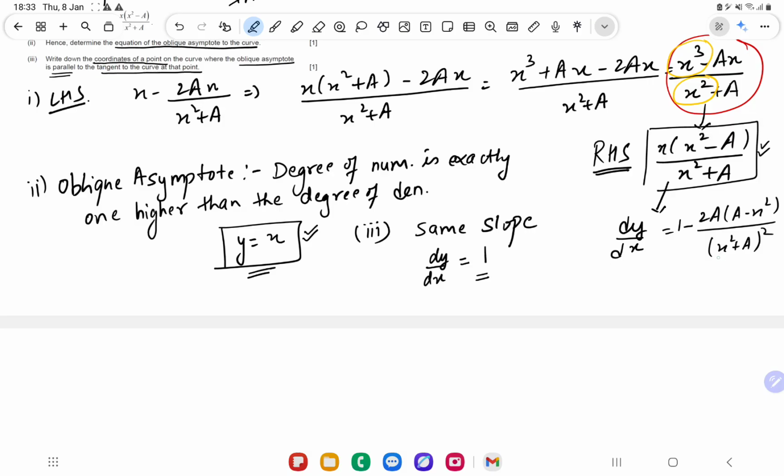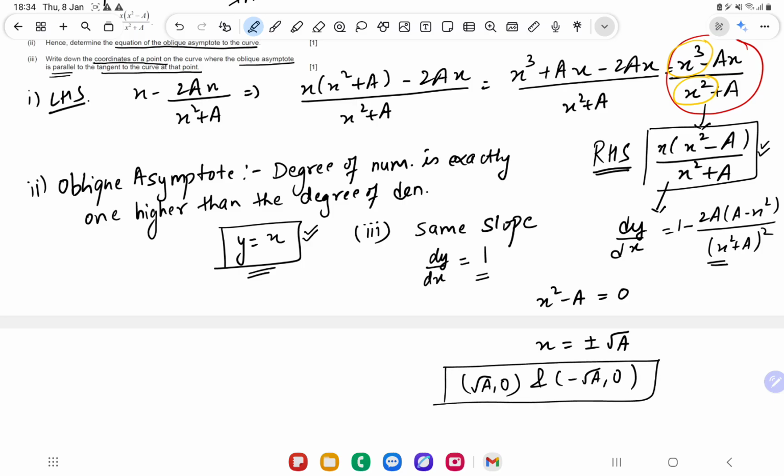Now we have to equate this and this slope. When you equate these two, you can put this in your GDC and you can see that x square minus a will be equal to 0, which says that x is equal to plus minus root a. But the important point is they ask for the coordinates, not only the x coordinate. So your answer should be root a comma 0 and minus root a comma 0. For this, you will get the desired marks.